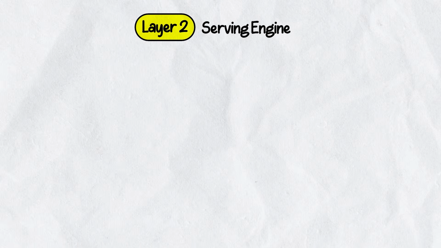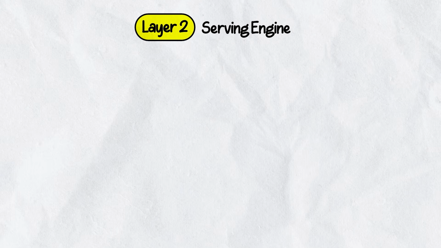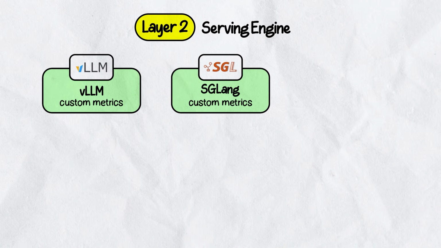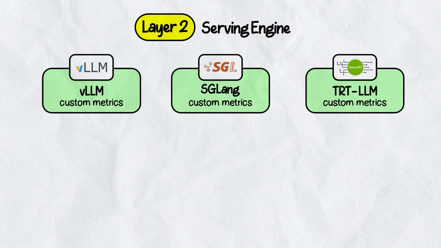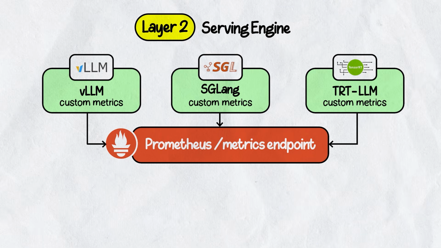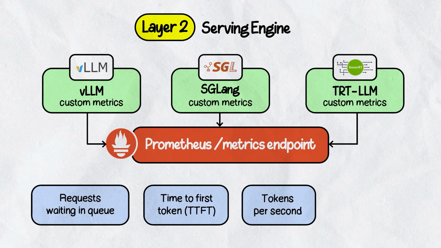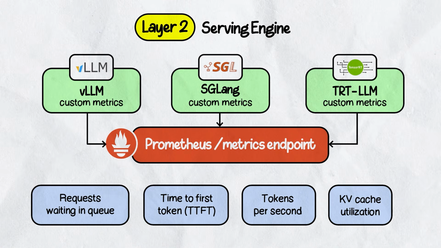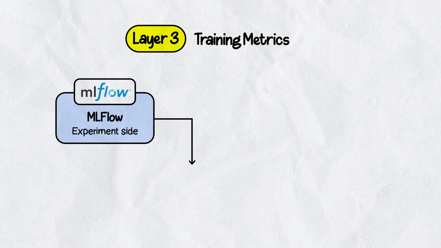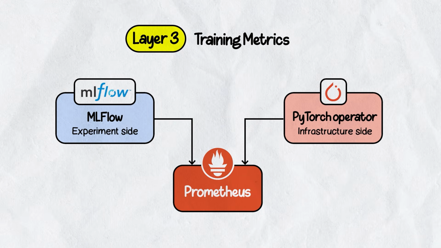The next layer is where the serving engine comes in. There are custom metrics emitted by different backend engines. vLLM exposes its own set of metrics, different for SGLang and different for TRT-LLM, and they all expose Prometheus endpoints. There are a bunch of signals that matter, such as requests waiting in the queue, time to first token, tokens per second, KV cache utilization, etc. These are the numbers that tell you if users are getting faster responses. There is also a training metrics layer, which comes from MLflow for the experiment side and from the PyTorch operator for the infrastructure side. Now that's a wrap.